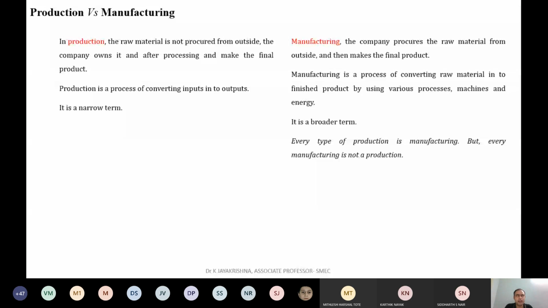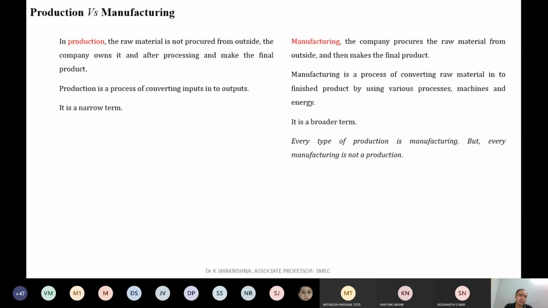Say for example, we saw agriculture is a production activity. That's why we call agriculture a production activity. We don't call agriculture manufacturing, because the farmer is owning the farm and he has the raw material with himself, he is producing it. So that's what we call the produce. That's the best example for production. When you have the raw material and you're able to produce something, that is called production.